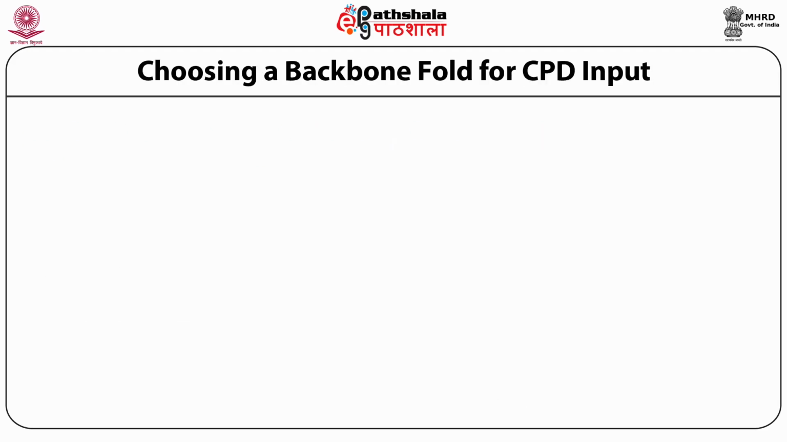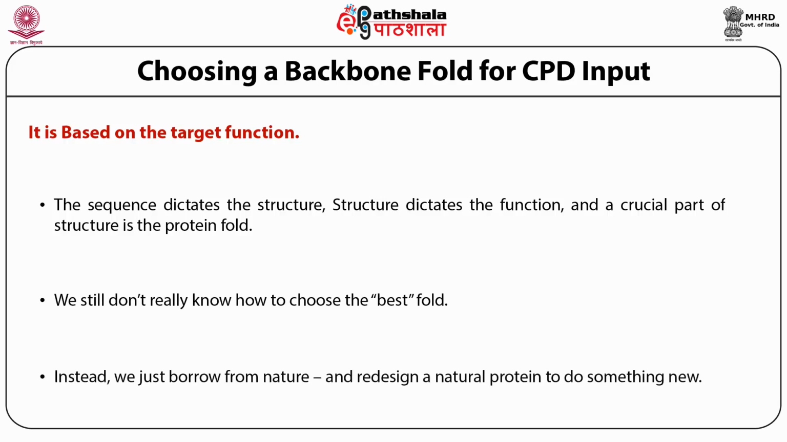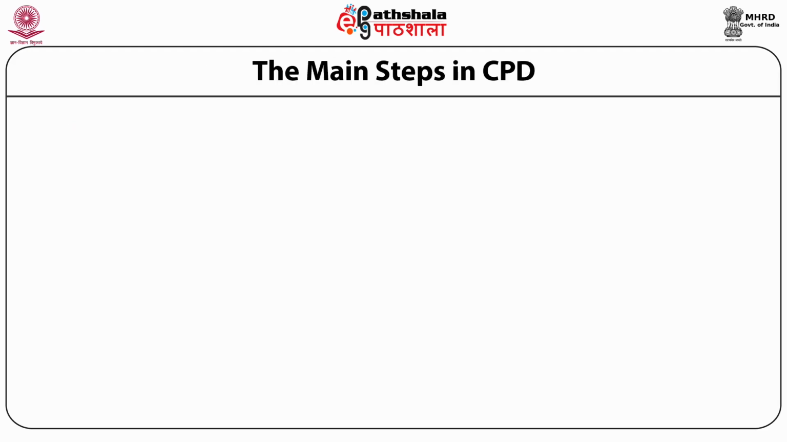Choosing a backbone fold for a computational protein design input is mainly based on the target protein. The sequence dictates the structure and the structure dictates the function, and a crucial part of structure is the protein fold. We still don't know how to choose the best fold. Instead, we borrow from nature and redesign a natural protein to do something new, a novel function. Now the main steps in computational protein design.